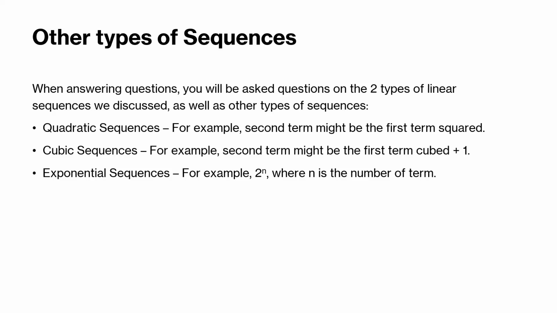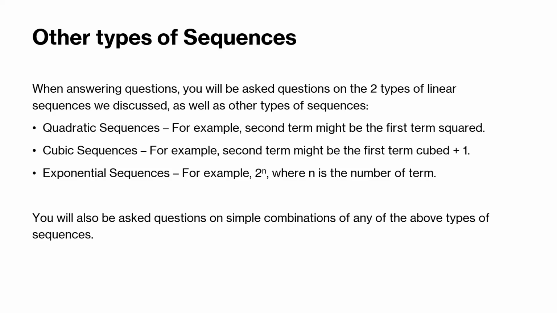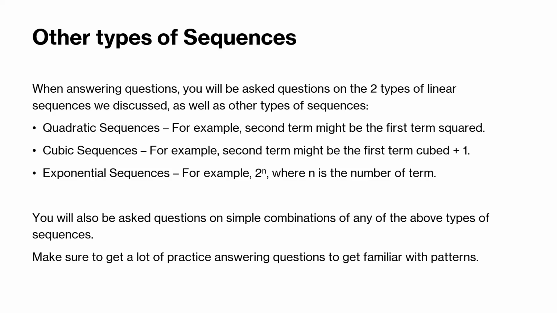For example, 2 to the power of n, where n is the number of the term. So the first term would be 2 to the power of 1, or just 2. The second term would be 2 to the power of 2, or 4. 2 to the power of 3, which is 8, and so on and so forth. You will also be asked questions on simple combinations of any of the above sequences, as well as the two linear types. Make sure to get a lot of practice answering questions to get familiar with patterns between questions and the interactions between the different types of sequences.